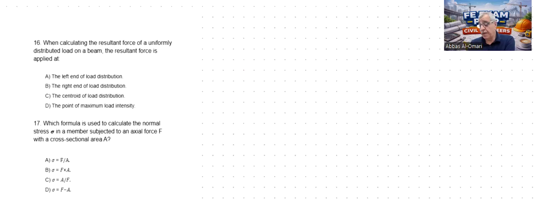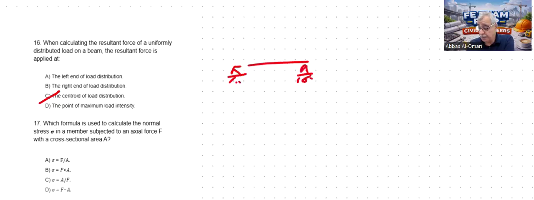So here the choices are the left end of the load distribution. This is not correct. The right end of the load distribution. This is not correct. The centroid of the load distribution. So this is the correct answer. The centroid of the load distribution. So if the beam is like this, if this is the beam.